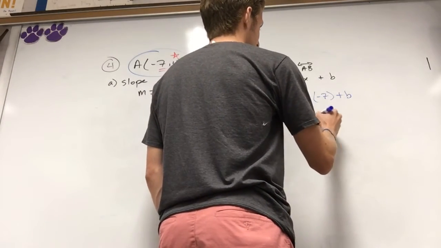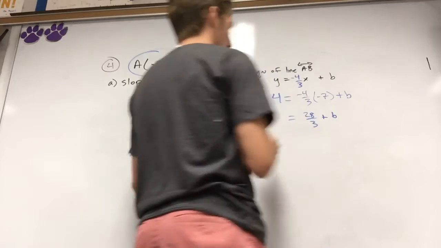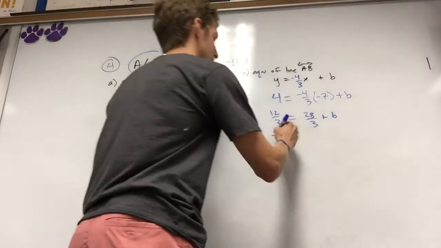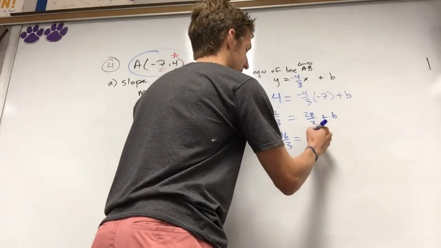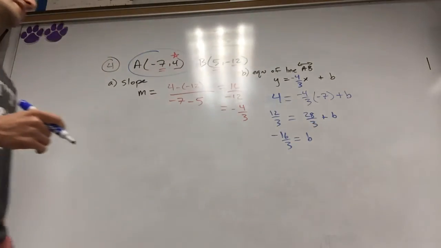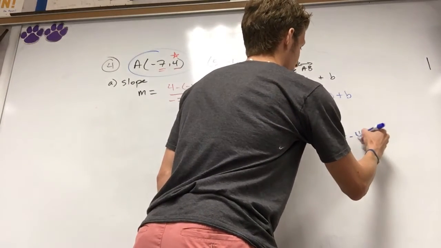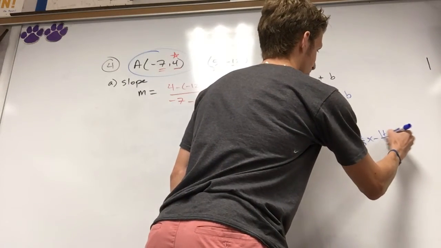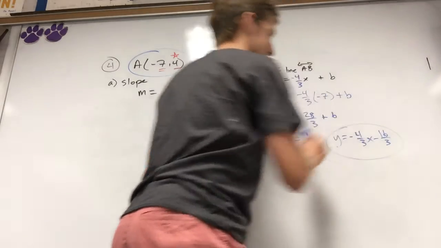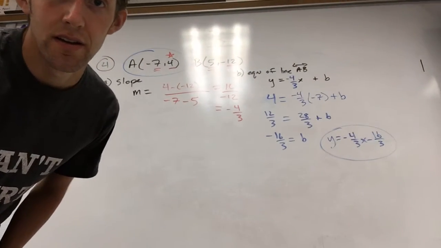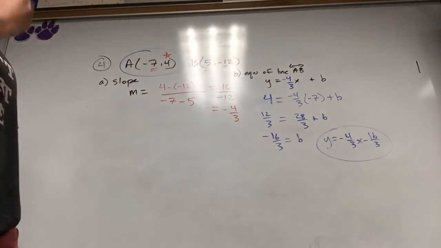This is going to be 28/3 plus b. Now I'm going to rewrite 4 as 12 over 3. Subtract 28/3 from both sides. Look at that. B is a negative 16/3. So y equals a negative 4/3 x minus 16 over 3. That is the equation of my line.